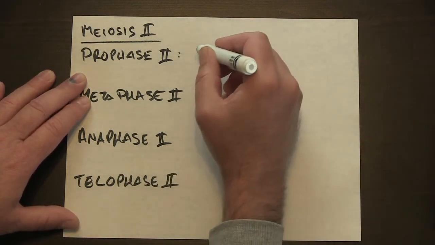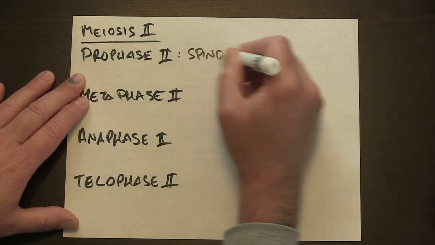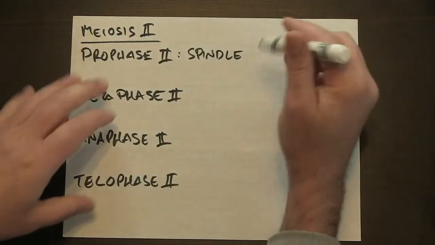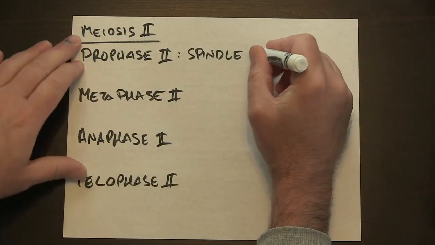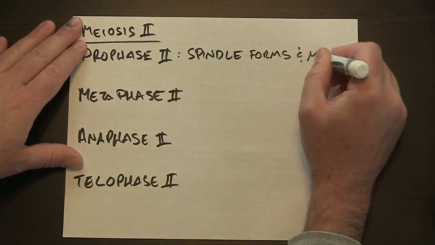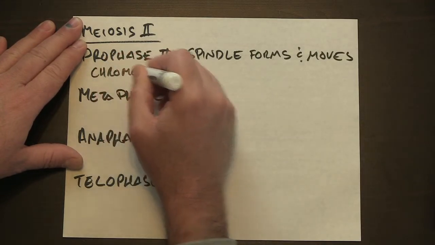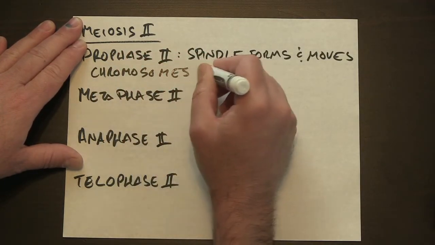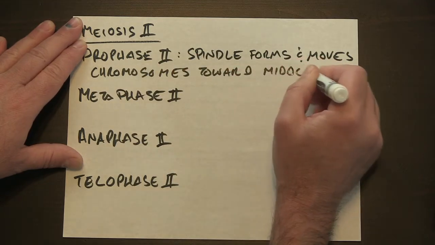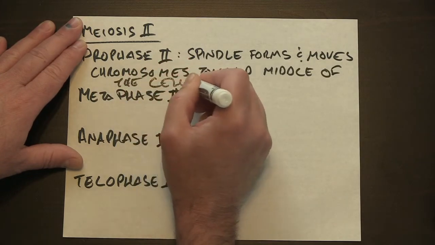During prophase 2, the spindle, this is the contraption that latches onto the chromosomes and starts moving them around. The spindle forms and moves the chromosomes towards the middle of the cell.